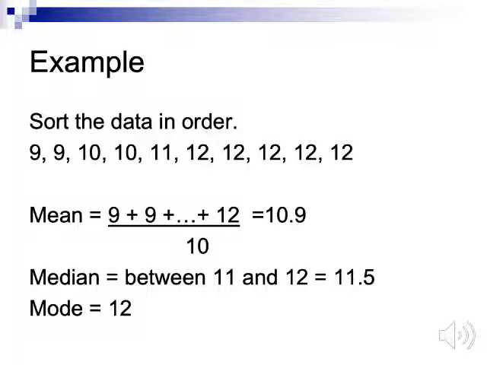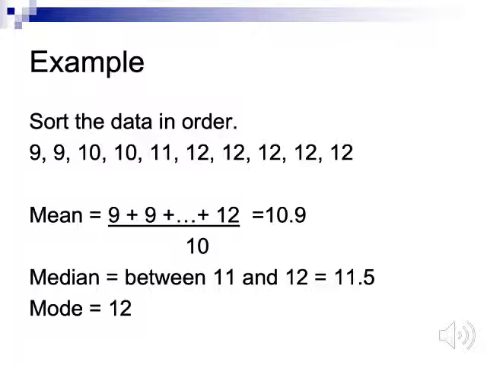If you're going to find the median, it is in between 11 and 12, because it is an even number of values. So you add 11 and 12, that is 11.5. If it is an odd number, so there's an additional value here, then it might be 12. The mode is the most frequent score, that is 12.